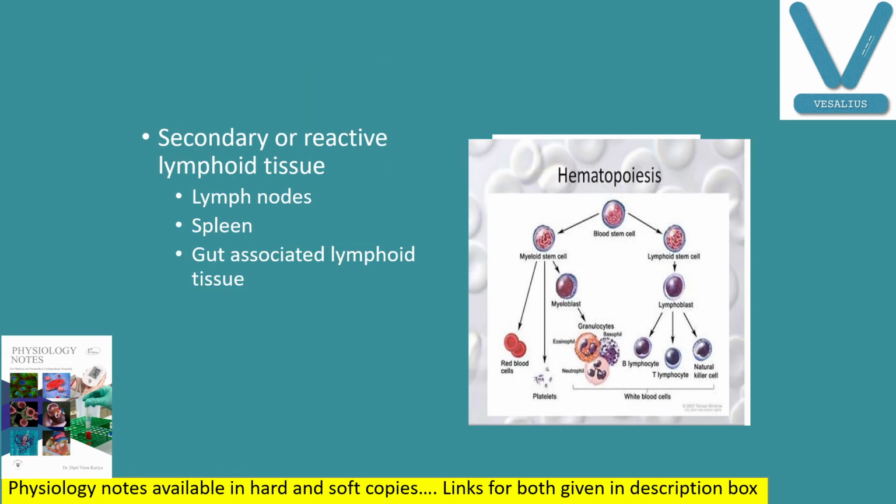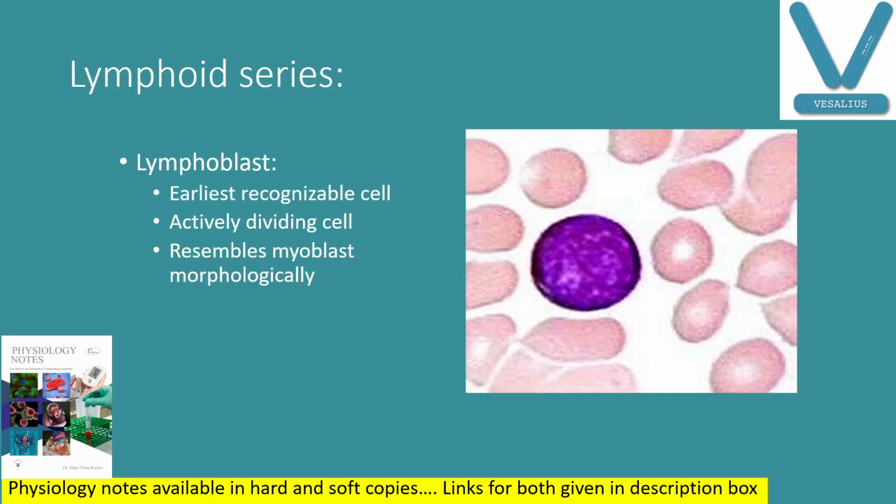Now, these are primary. Primary are, as we have discussed, bone marrow and thymus. And secondary, or you can say reactive lymphoid tissues, are our lymph nodes, spleen, and gut associated lymphoid tissue. These are secondary lymphoid tissue. Why are they known as secondary lymphoid tissues? These are the tissues which actively produce lymphocytes from the germinal centers of lymphoid follicle as a response to antigenic stimulus. Means when antigen comes and antigenic stimulus comes, then these tissues produce lymphocytes from the germinal centers of their lymphoid follicles. So this is about lymphocyte.